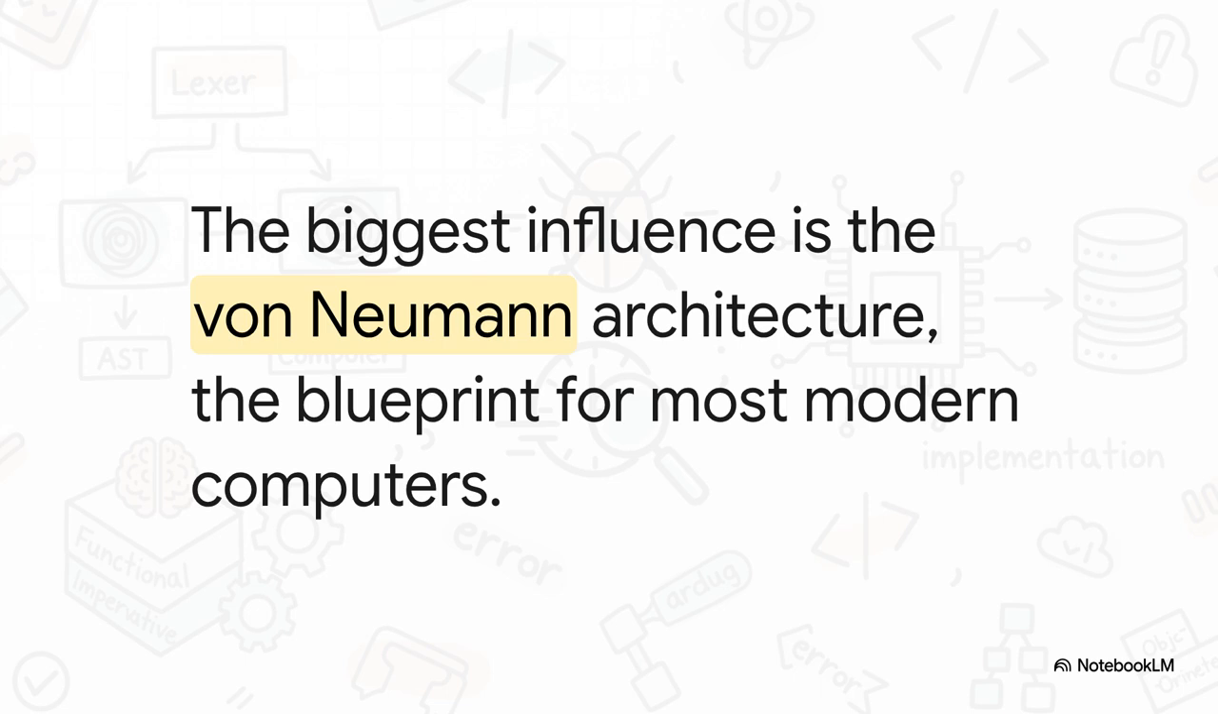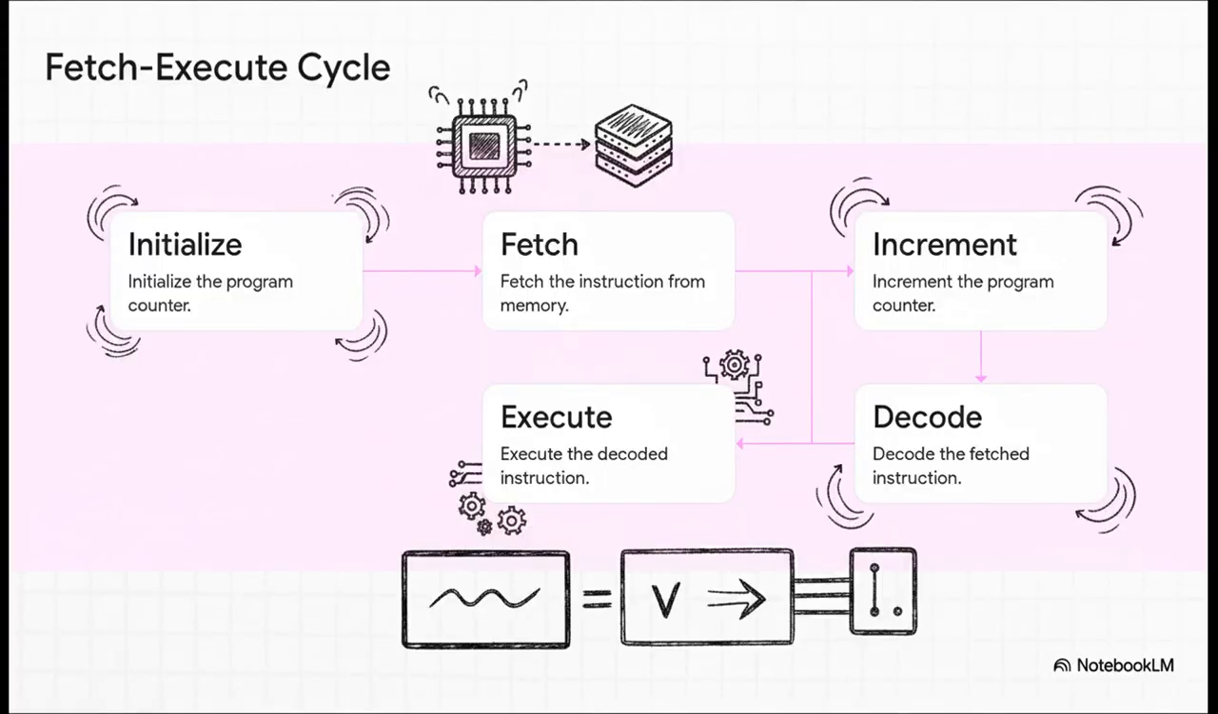This has been the fundamental blueprint for almost every computer since the 1940s. And languages like C, Java, Python, they are all built around the way this architecture works. And at the core of this whole design is a really simple rhythm, almost like a heartbeat. It's called the fetch-execute cycle.